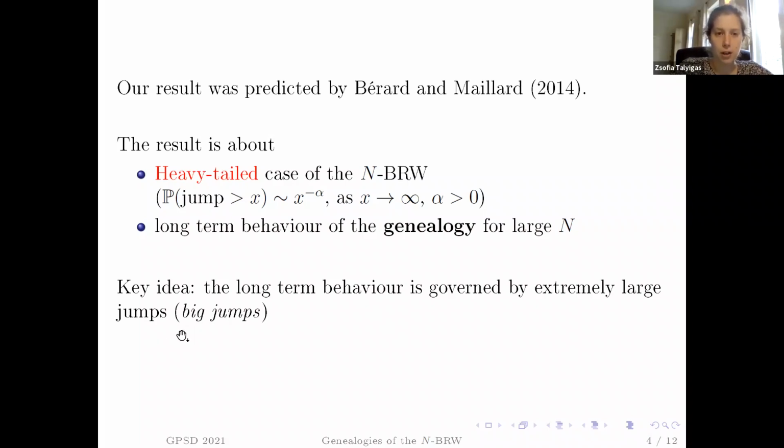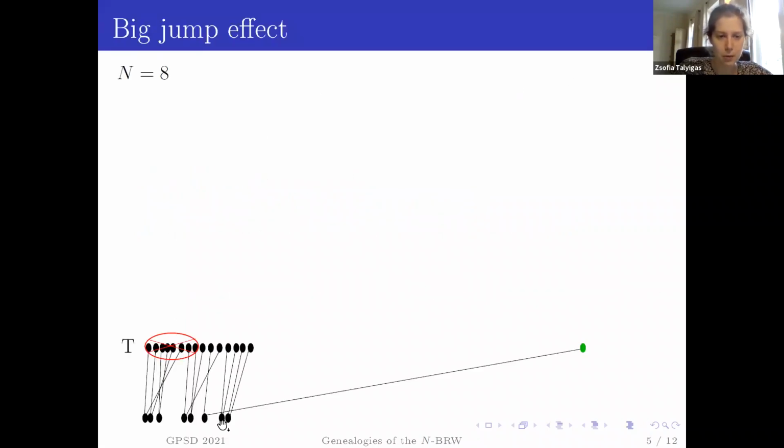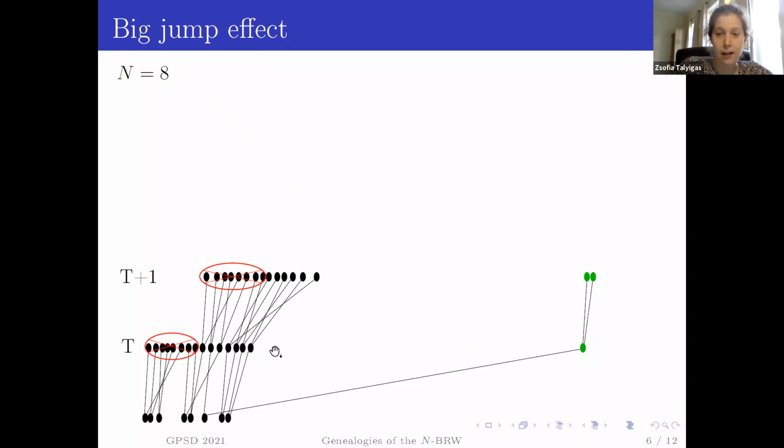So now, before I state our result, let's see why these big jumps are so important in the N-BRW. So let's see what happens when a particle like this green particle makes an extremely large jump and gets far ahead of everyone else in the population. Well, then the descendants of this green particle have a big advantage compared to the descendants of these other particles at the back.